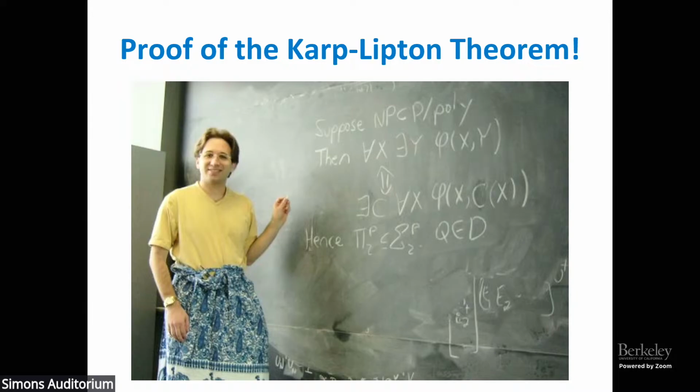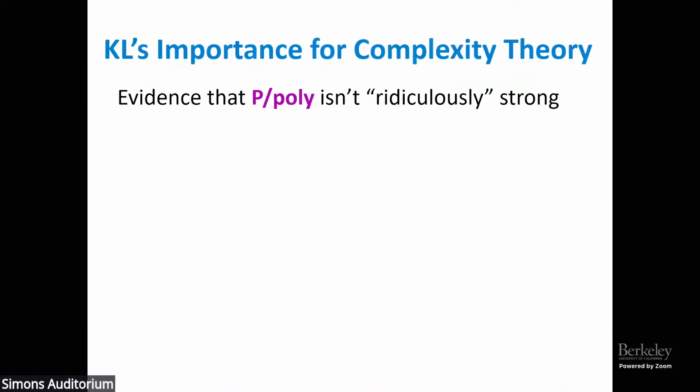And now we have the for all x from up here. And then we're going to just look at phi, but now we're going to use our circuit C to replace the existential quantifier over y. So we could just use our circuit to figure out what is the y that goes with that x. Hence, we've simulated pi2 in sigma2, which collapses all the higher levels of the hierarchy to that level. That's it. So what was the importance of this theorem for complexity theory?